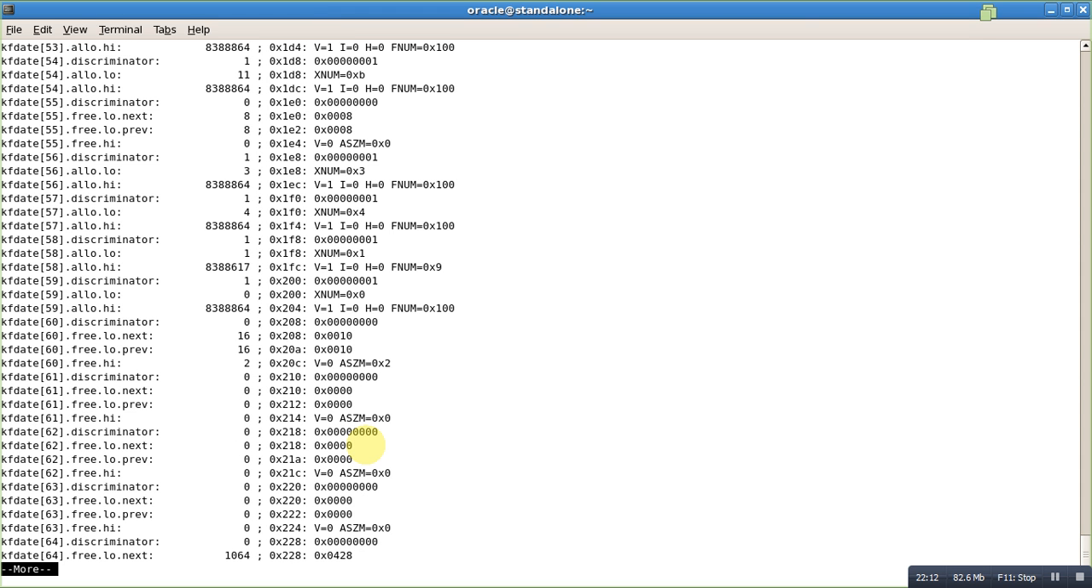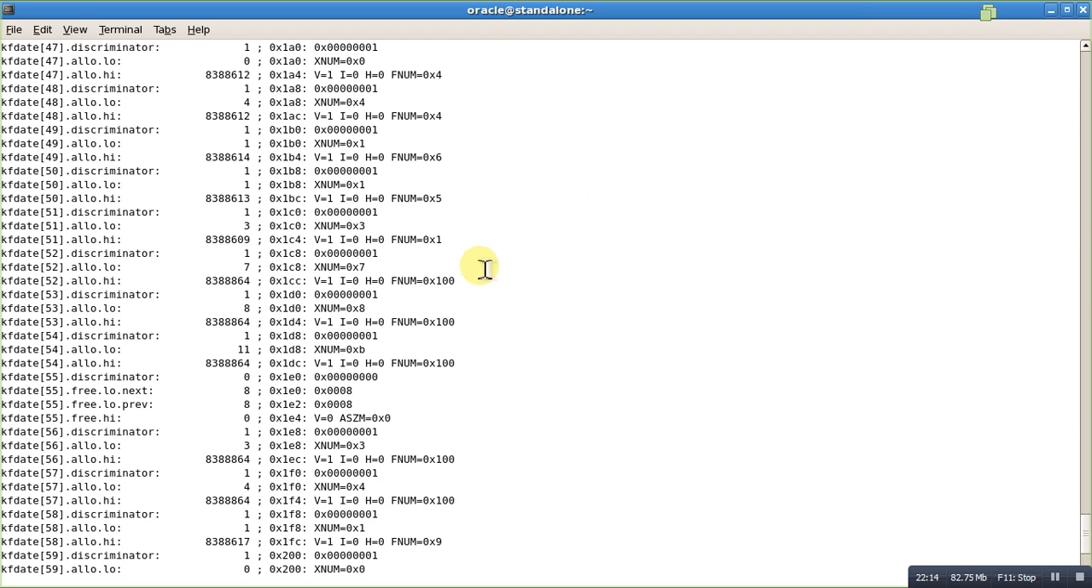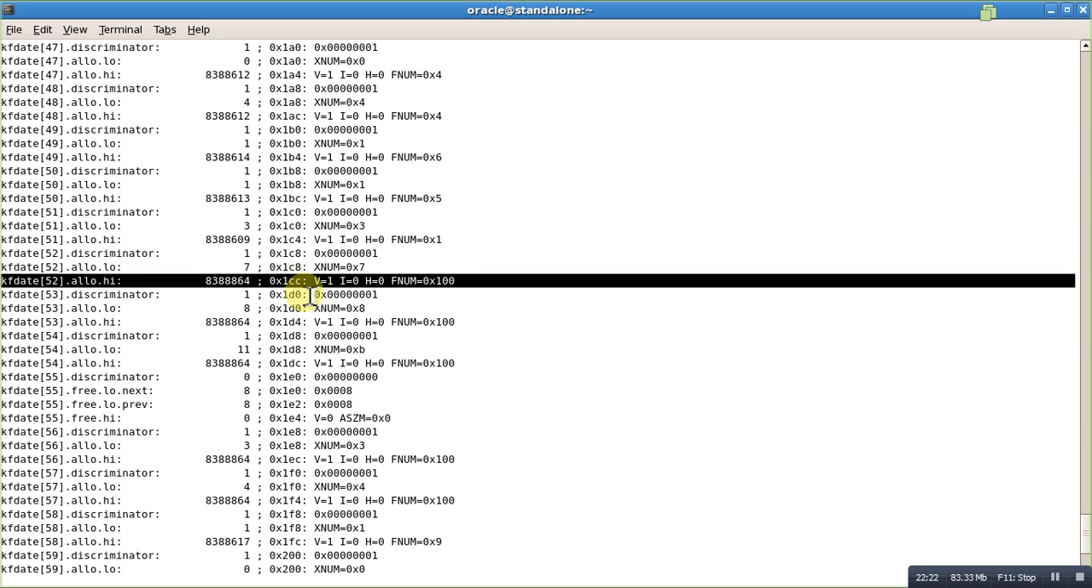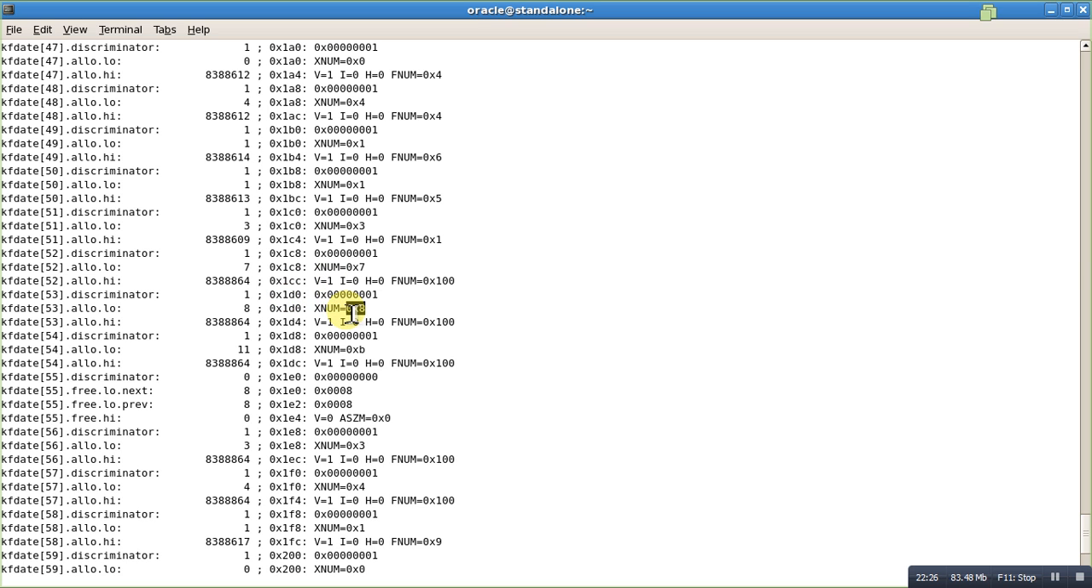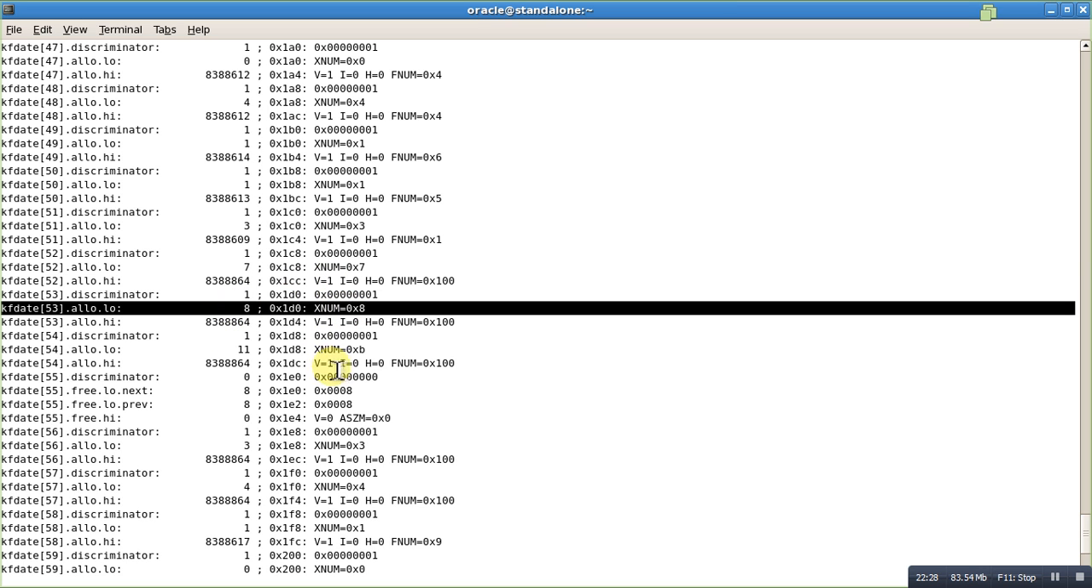So here we can see the file number. If you convert this, this is the hexadecimal value. If you are converting this into decimal, we'll get the value of 256. So for this, what is the extent number? Extent number 8.